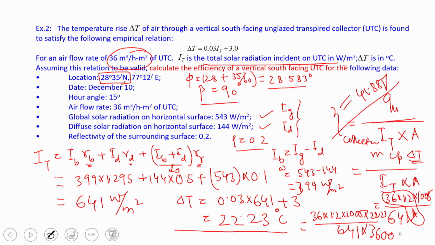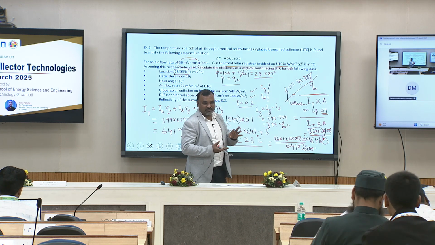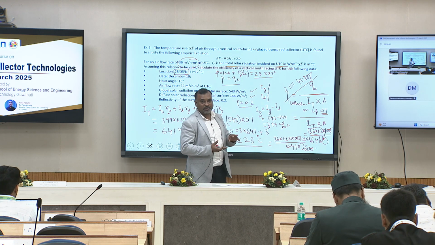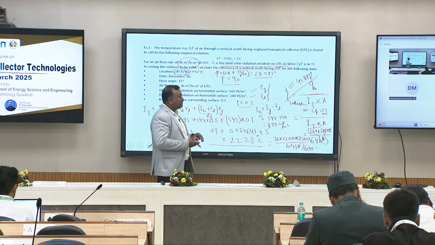So reflectivity will be different, right? So when we are calculating RR, it is the radiation shape factor with respect to the ground, but RD is the radiation shape factor with respect to the sky. So that's how sometimes this reflected radiation plays a very important role in the overall performance of the collector system.